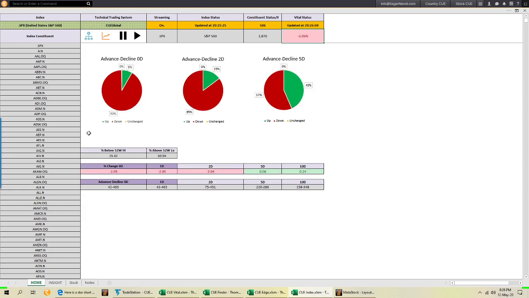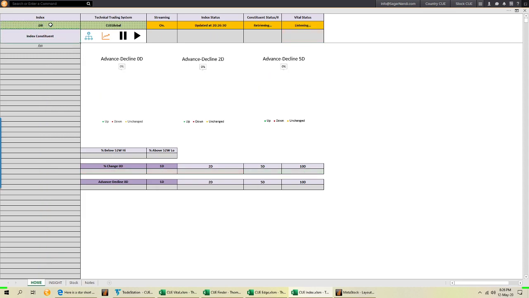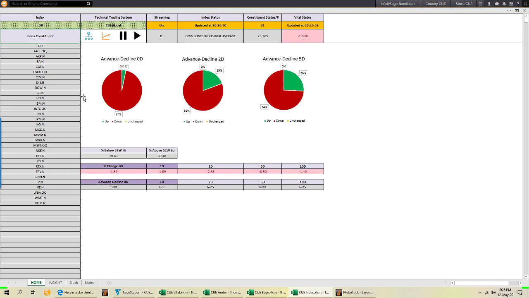It has updated and we can see 92% of the stocks in S&P 500 are also down. The same will be true for Dow Jones Industrial Average. Let's check the weakness there, DJI. 97% of the stocks are down.